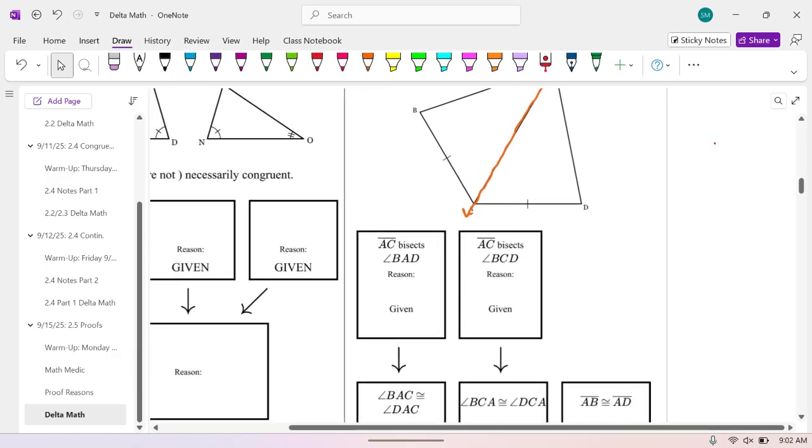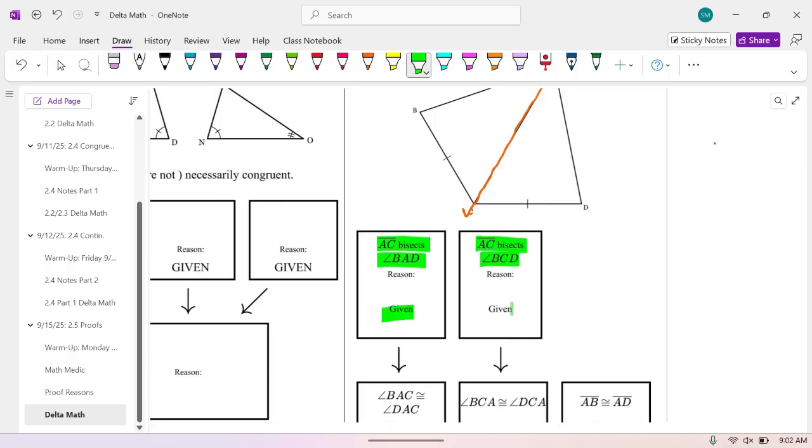Now, they already gave us our givens, which was AC bisects angle BAD. That was given. And AC bisects angle BCD. And again, that was given. So they already wrote out our given statements for us. Our job for this one is to write out the reasons.